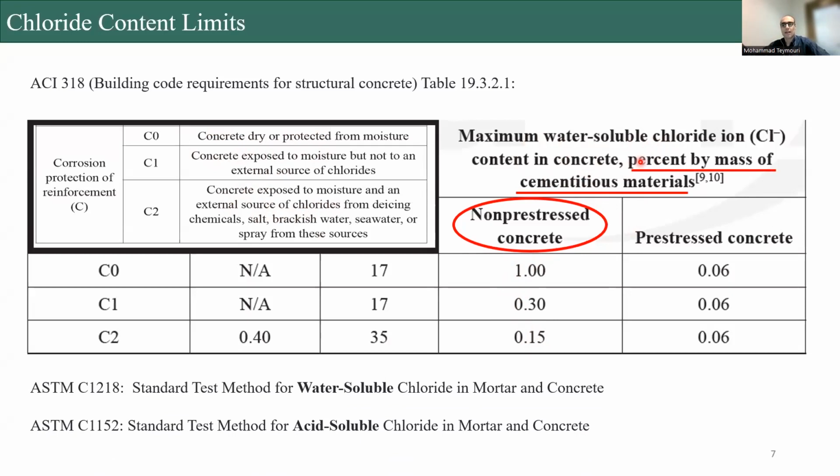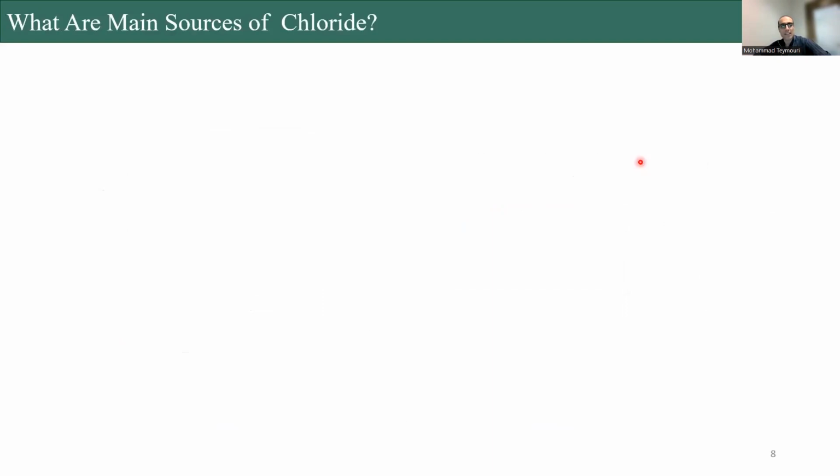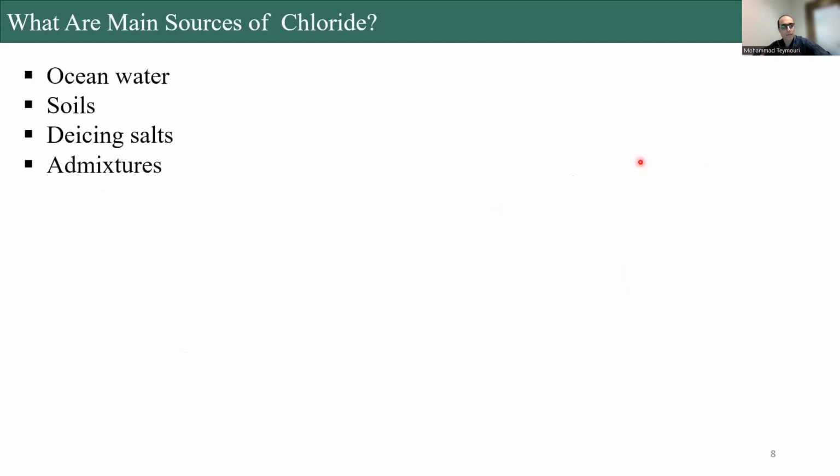If you want to assess the amount of chloride in the structure, you can take a core from the concrete structure, and in the lab you can do these water soluble tests and acid soluble tests to measure the amount of chloride inside your concrete structure. But these are not enough. As I said, we can find chloride all over the place: in ocean water, in the soils, in the de-icing salt, and in the admixtures. Actually, it shouldn't happen in the admixtures, but sometimes we can see it in some countries.